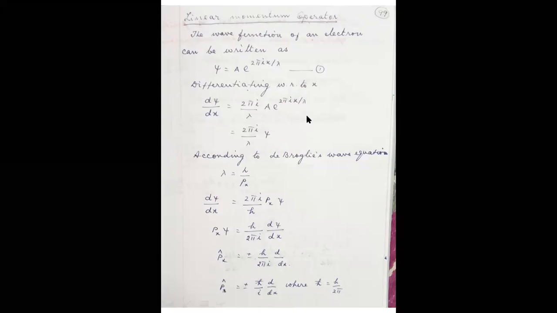This is an eigenvalue equation because e power x is an eigenfunction of d by dx. I have already told you what is an eigenfunction. So I can put a psi in the place of A e power 2 pi I x by lambda. So the equation becomes d psi by dx equal to 2 pi I by lambda into psi.